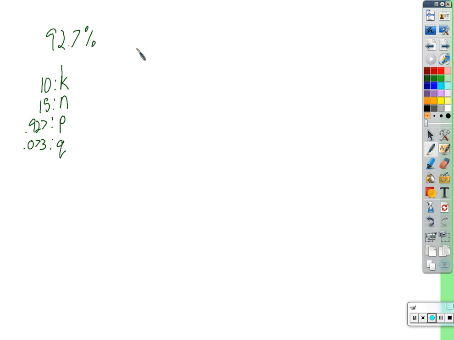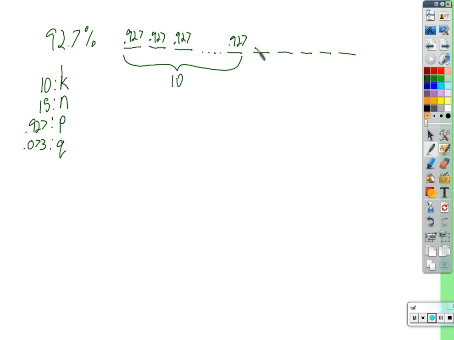He might make the first one. His probability of making that first one is 0.927. The next one, 0.927. The probability that he'll make two in a row is 0.927 times 0.927. The probability that he'll make three in a row is 0.927 to the third, and on and on. Say for 10 shots. Then the next five, you don't make any of those. The rest of that probability would be 0.073 times itself five times.